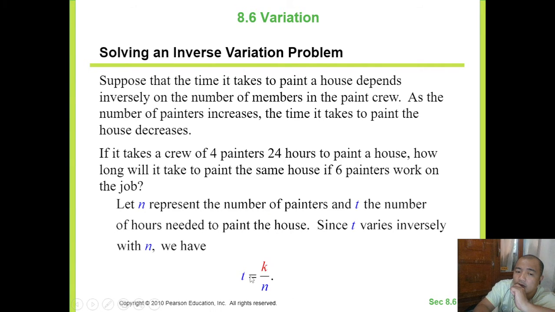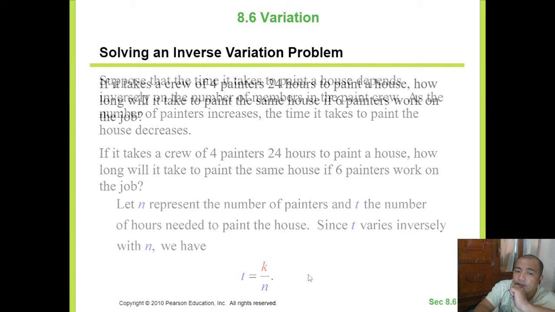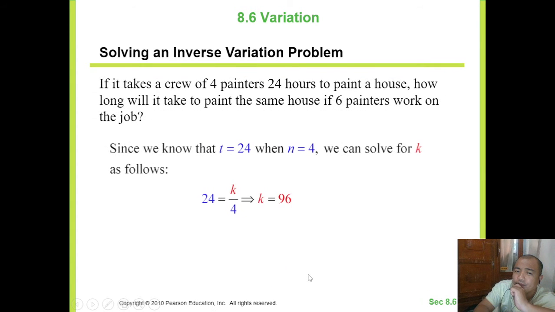K is the constant of variation, n is the number of painters, t is the time, or the number of hours needed to paint the house. T equals k over n. Now, to solve for k, let us substitute t by 24 and n by 4. And from here, we can multiply 24 by 4. That's equal to 96. That is now our constant of variation, k, 96.